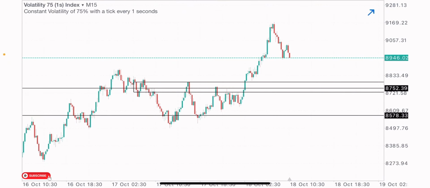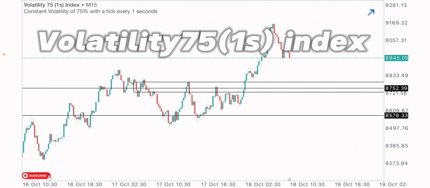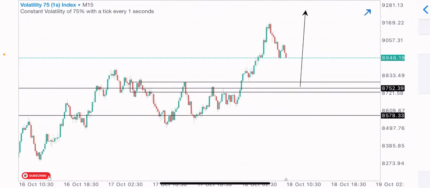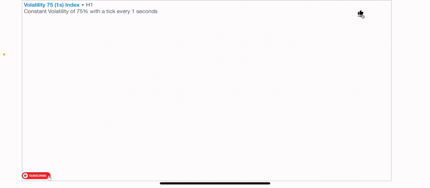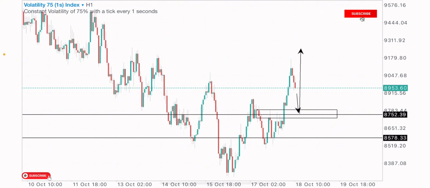So there's an interesting market situation on the VIX 51S index. I'm looking to buy in this index from this point. I expect price to sell into this zone for the buys. So why do I expect to buy on this index? What's my view and analysis on this index? And today we'll be having the market breakdown and the market analysis.